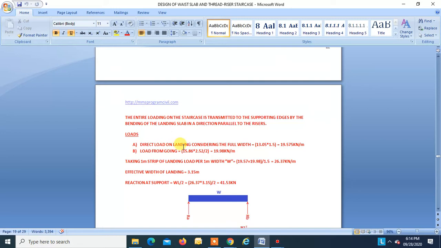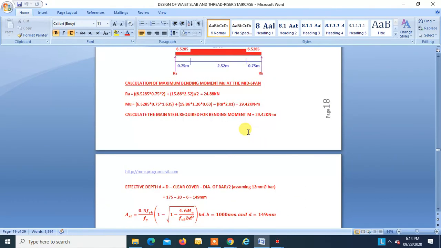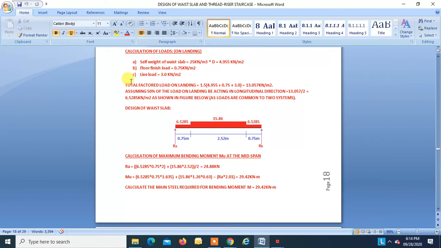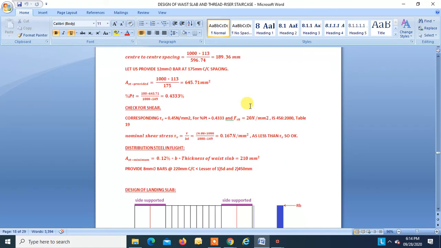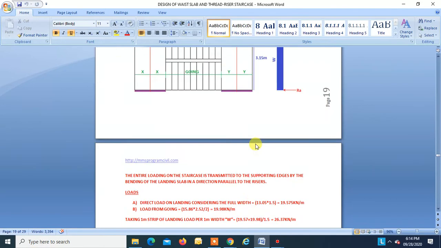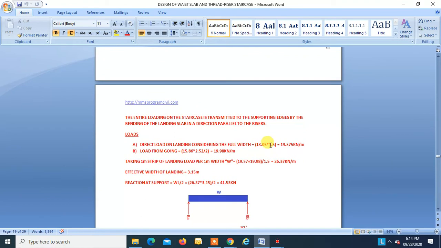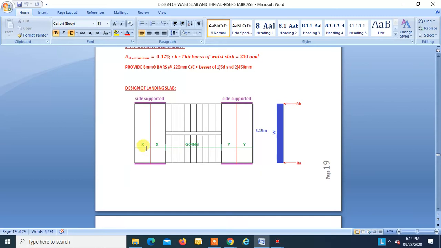A direct load on landing considered full width, we had found 13.05. Total load coming on landing was 13.05. Okay. So we have to take that load into full width. The width is 1.5. So into 1.5 will give you 19.575 kilonewton per meter. So we got load in this direction per meter, right?